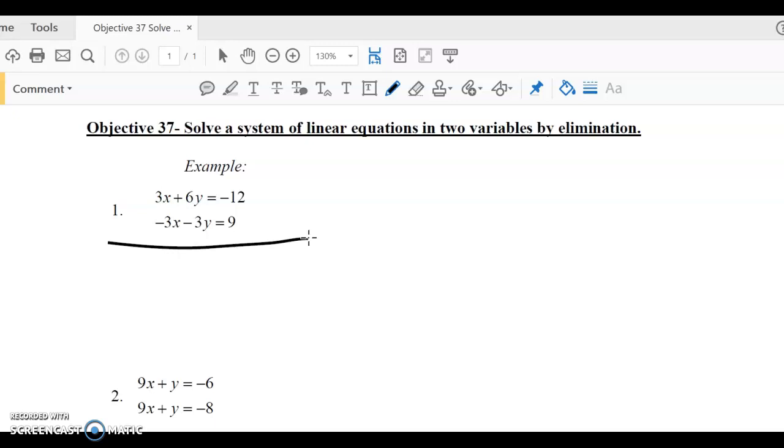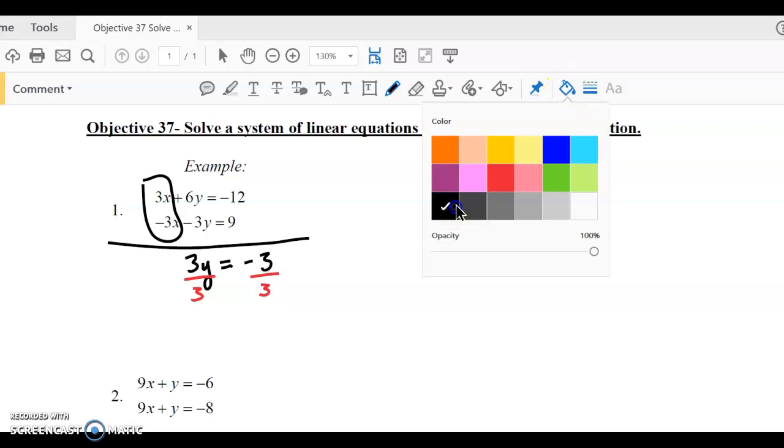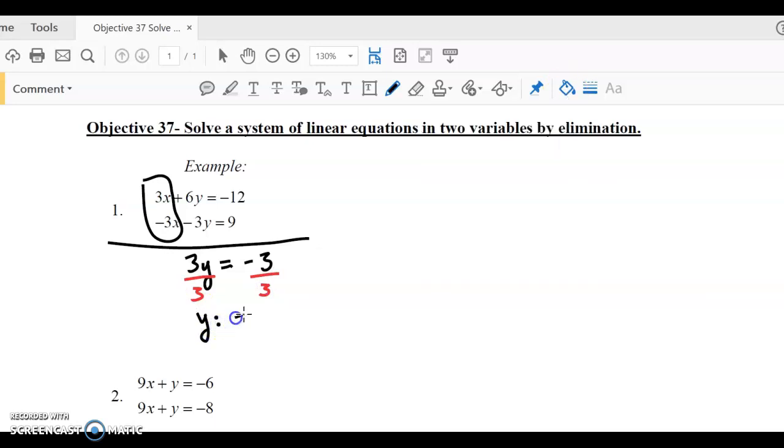In this case, we're going to add the columns because we notice that the x's are going to drop out. This only works if, when you add the columns, the x's drop out or the y's drop out. So by adding the columns on the left-hand side, we get 3y equals negative 3. Then we just solve for y. Divide by 3, y equals negative 1.